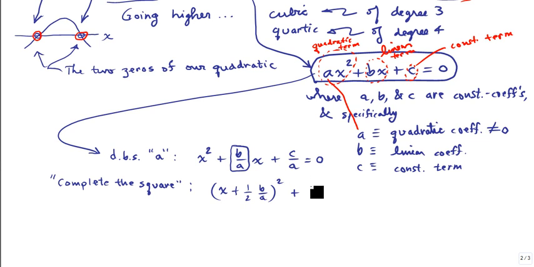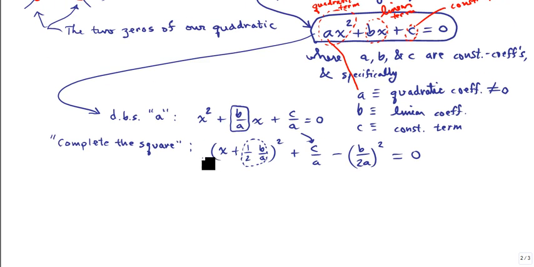I still have the plus c over a term, but because I've added something, let's look at what we added in here. We added b over 2a being squared, so I need to subtract that out to keep everything the same as it was before. So I'm going to subtract out a b over 2a squared term, which is this term right here when you square it. Let's do a quick check to ensure that whatever I've written is what we started out with, so we haven't changed anything.